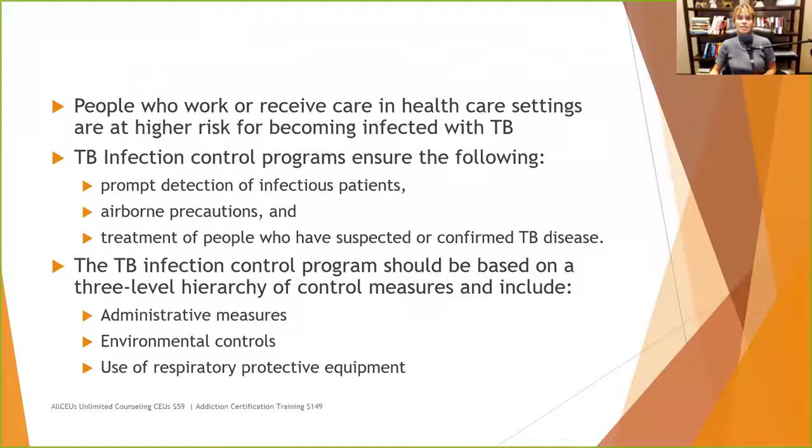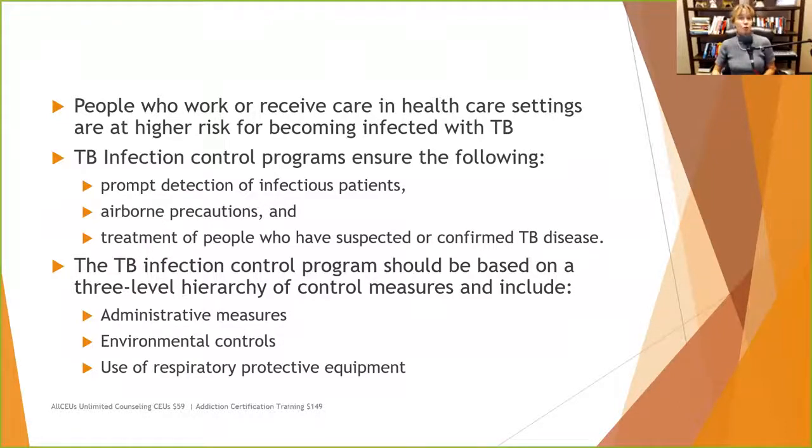People who work or receive care in healthcare settings are at higher risk for becoming infected with TB. TB infection control programs need to ensure the following: prompt detection of infectious patients, which at the beginning of this presentation, I emphasize how important it is to do that screening early before clients are put in with the general population in a correctional facility, or before they're put in with a group of people in group counseling or residential counseling. We need to make sure that they're not going to spread whatever's going on. I mean, if they came in and they had a fever or the flu or something, you wouldn't put them in with everybody. The same thing with TB.